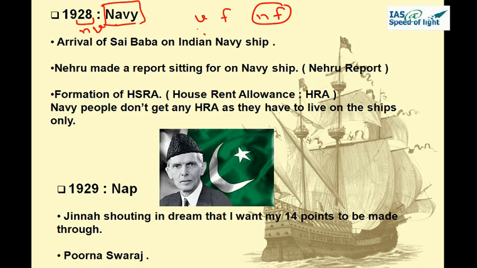So 1928, it is NB, or arrival of Sai Baba, that is Simon Commission in year 1928. Nehru made a report sitting on a Navy ship. We say Nehru report. So arrival of Sai Baba, that is arrival of Simon Commission on an Indian Navy ship. Then Nehru writing a report on the Navy ship. You can see again Nehru sitting on the open ship and writing some report. So it is Nehru report.